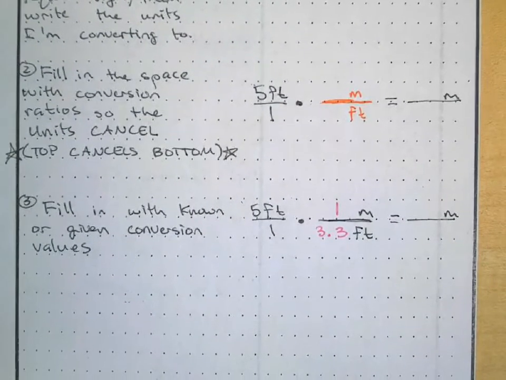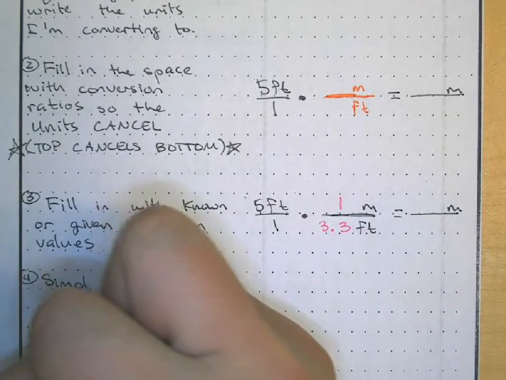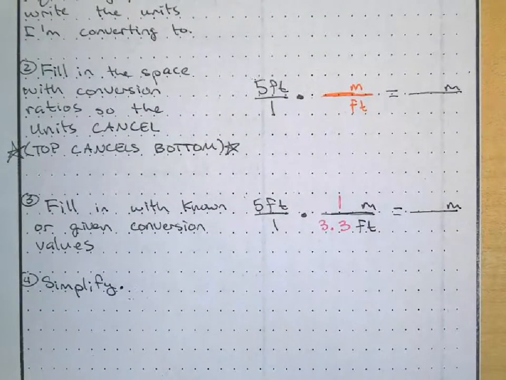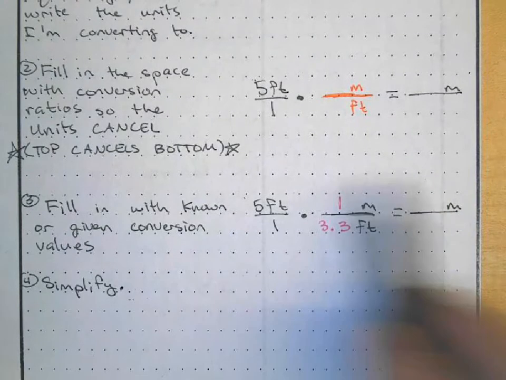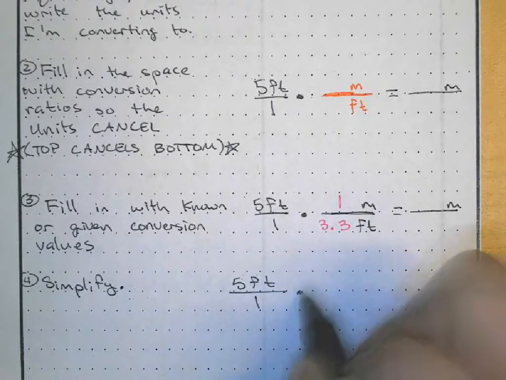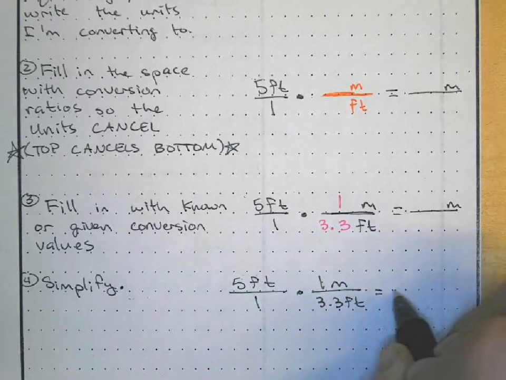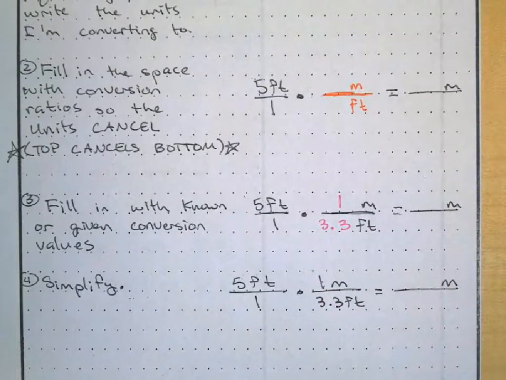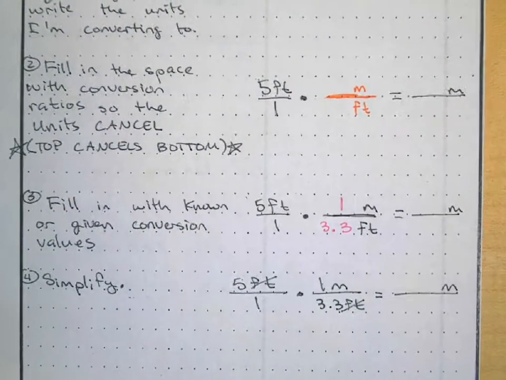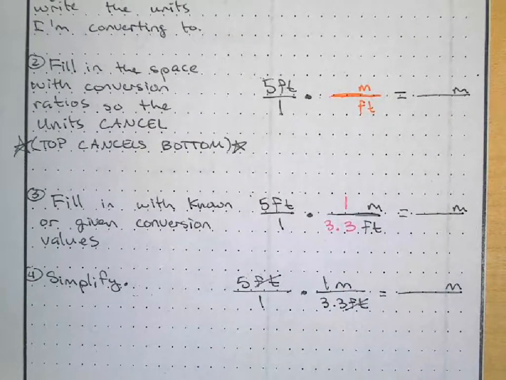Then I have my final step, which is simplify. So to simplify, I'm just going to write, copying everything down now that I've done so far. So I have my 5 feet over 1 times 1 meter over 3.3 feet is equal to blank meters. Let's see what happens when we simplify. Well, first I'm going to notice that my feet cancel my feet, so I'm happy about that. I got rid of my feet, and now I'm left with just meters, which is what I was hoping for.